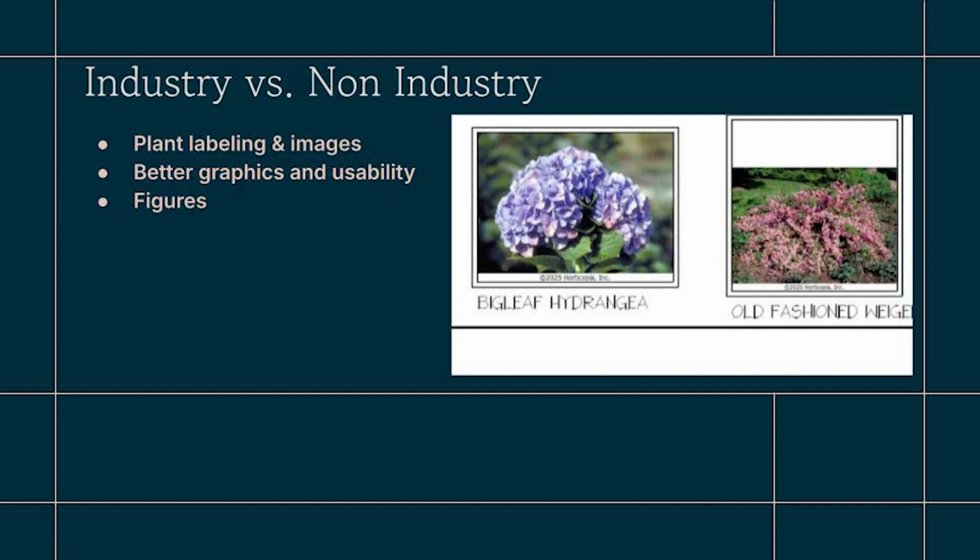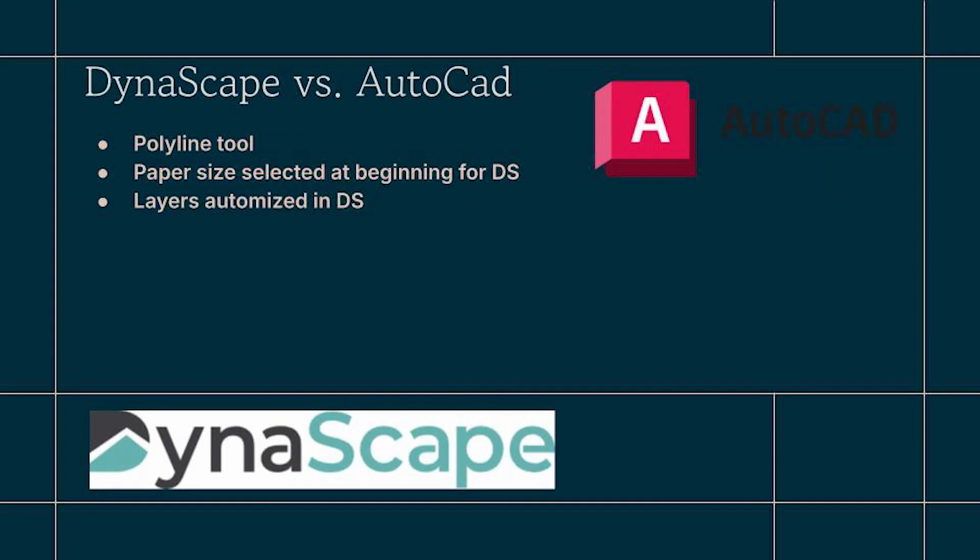However, because we're able to access these plant images and different figures, this comes with some quirks. Oftentimes, while using the landscape industry-specific software, you will find some slight glitches that you wouldn't find while using software such as AutoCAD. So far in this class, we have used both DynaScape, an industry-specific software, and AutoCAD, which is non-industry specific. One major difference we found between the two softwares was the polyline tool.